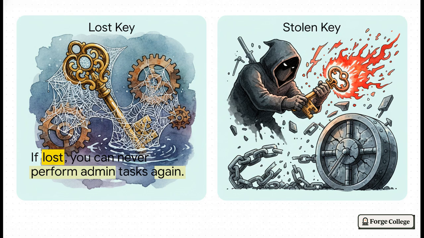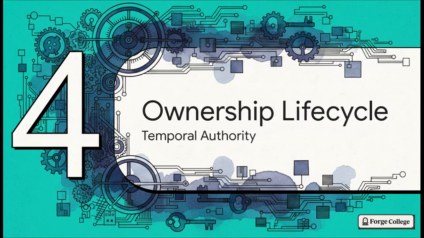They can instantly reconfigure your decentralized application, they could drain funds if the contract allows it, or just completely destroy your services for fun. The big takeaway? One compromised key equals full, unilateral administrative control. Okay, Section 4, the ownership lifecycle. Let's talk about temporal authority.